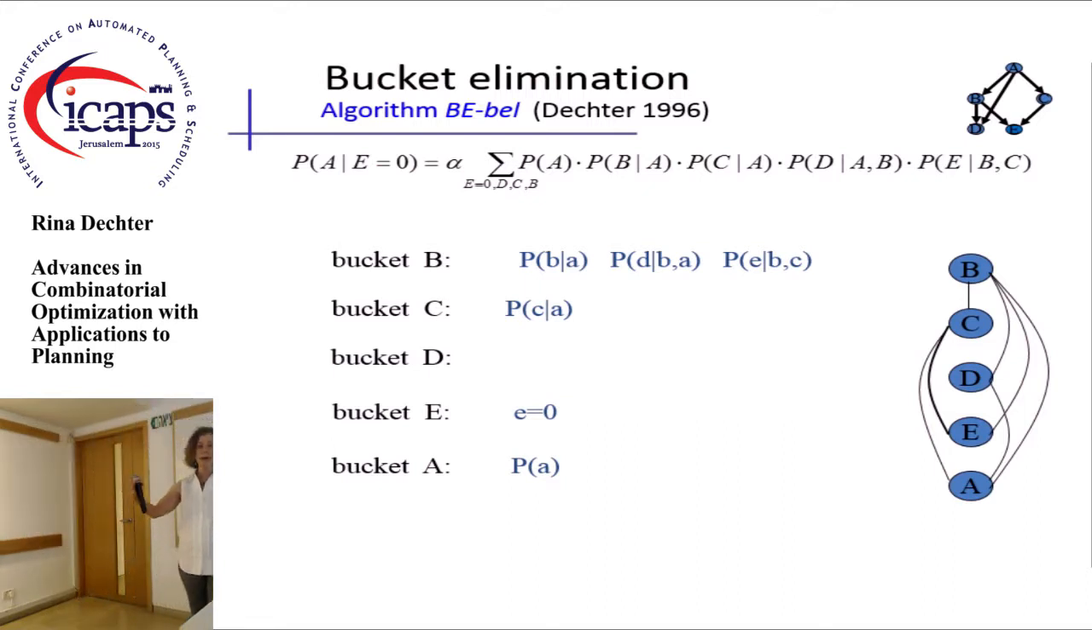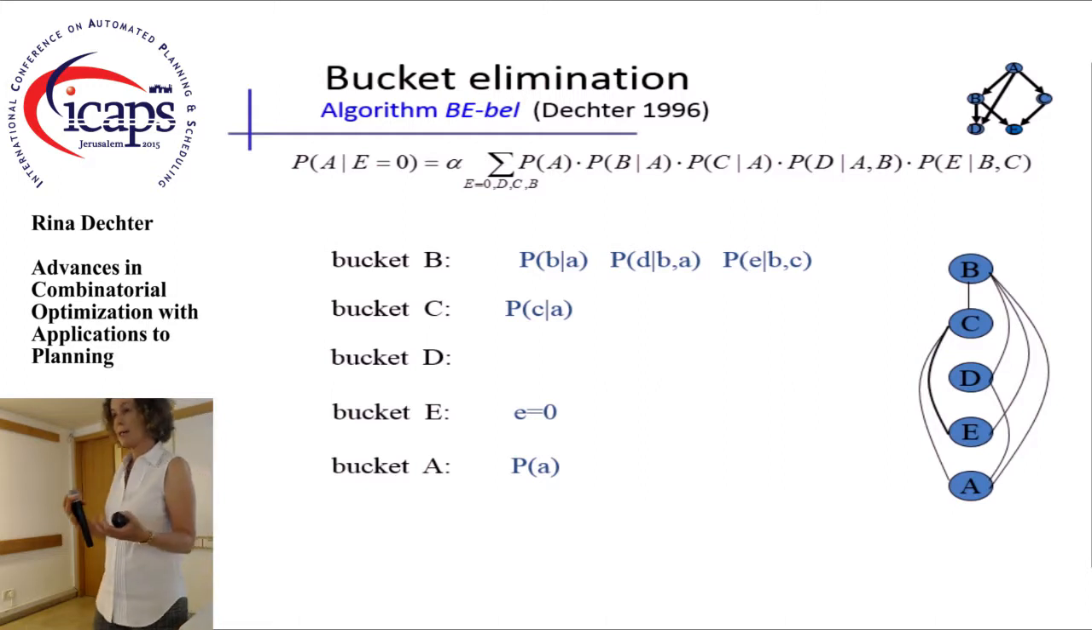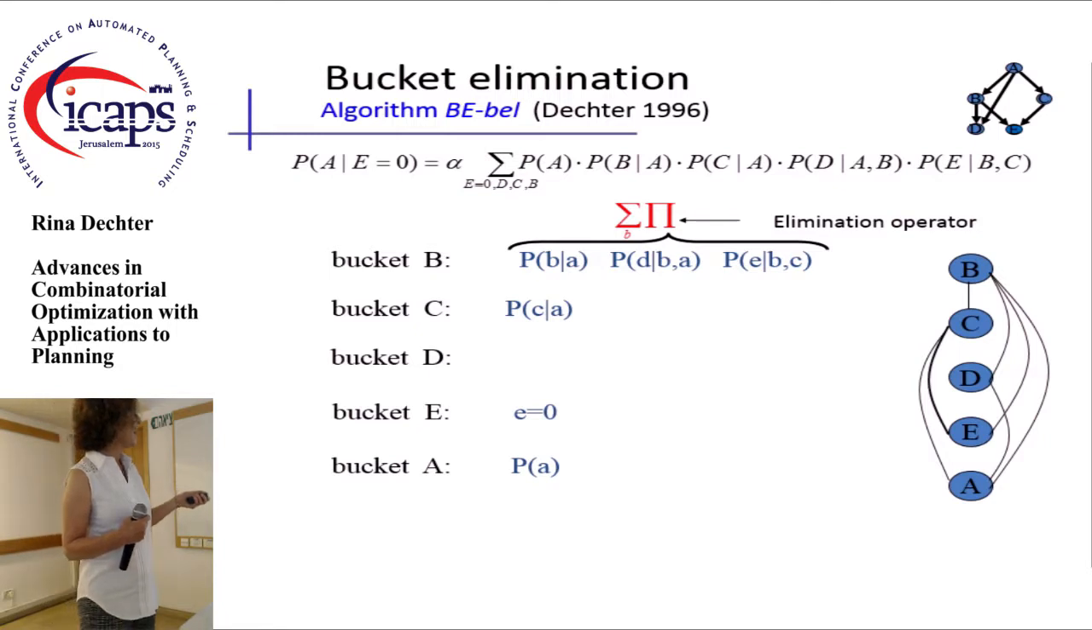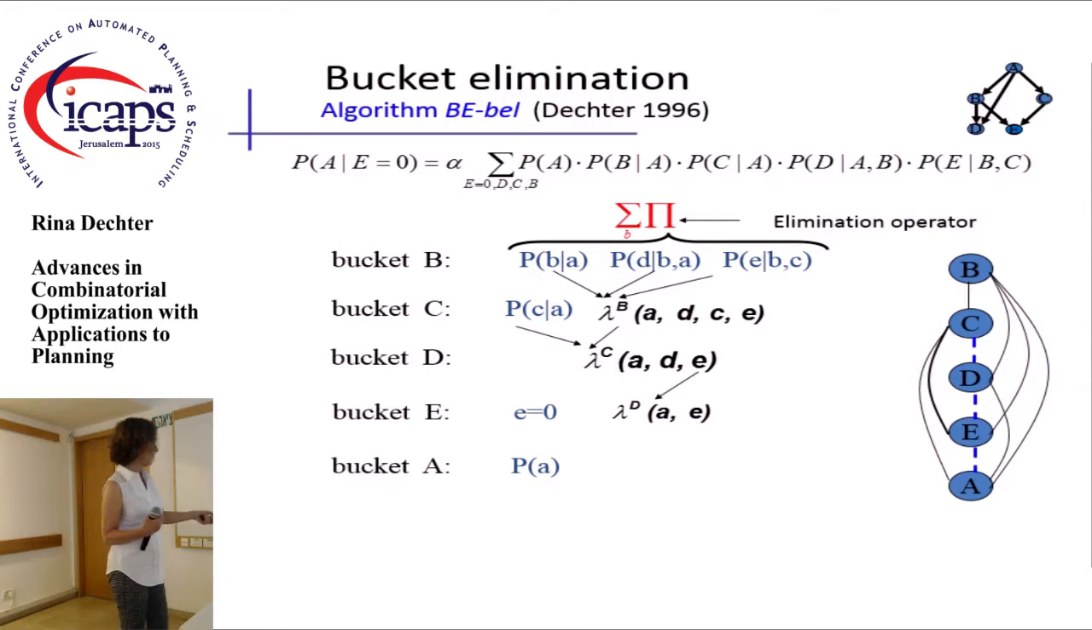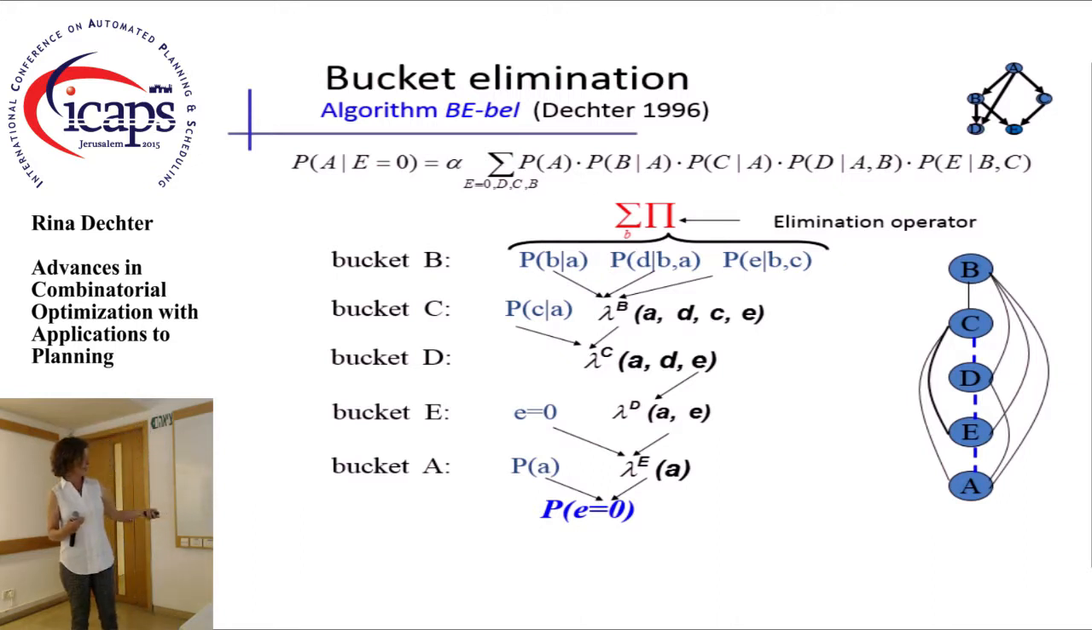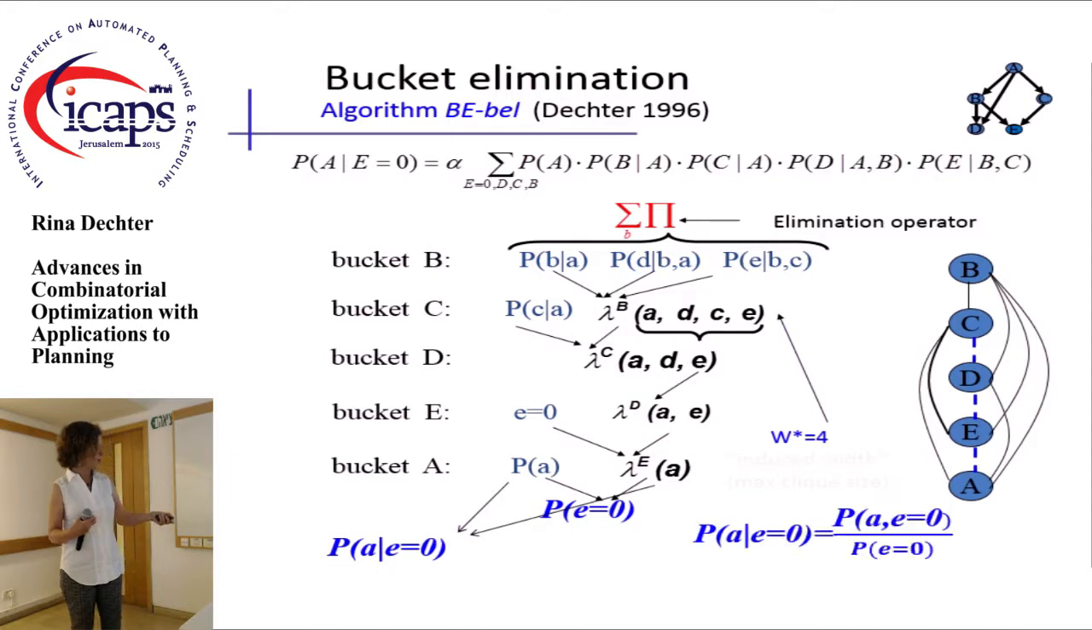But the operator, before I combined the functions by summation and marginalized by minimization. Here I'm combining the functions by product, and I'm marginalizing, projecting by summation over the bucket variable. But other than that, it is all the same. And we generate this function. It's like a message that you send from one variable to another. And you can see that it is identical. And what you get at the bottom is actually the probability of the evidence. And also you can compute the marginal, the conditional probability is just the ratio between the summation that you compute here and the summation of the probability of evidence, and you have an answer. And the complexity will be the same. The induced width, w star, is 4 here, the same complexity.